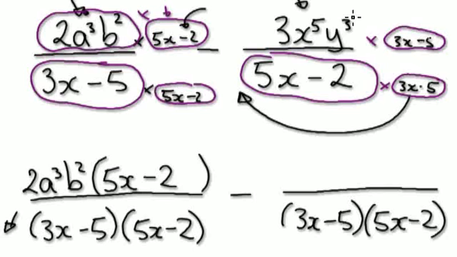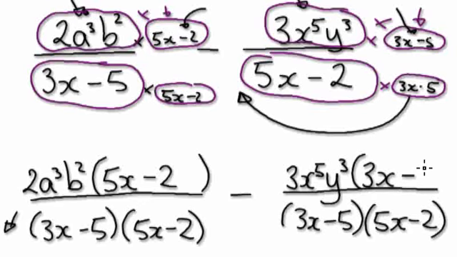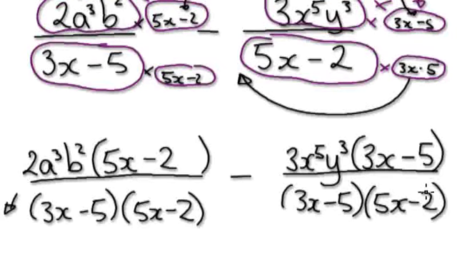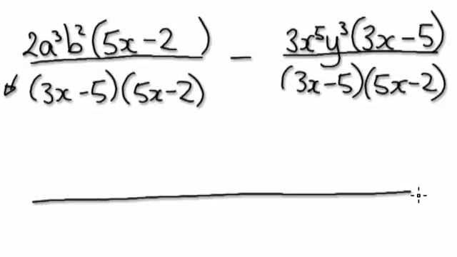Okay, and on this side, we've got this bubble here multiplying this bubble here. So it will be 3x to the power 5, y to the power 3, bracket, because remember there's a minus sign in between. So it will be 3x minus 5. Close it off. All right. Now the two denominators are the same. So let's merge them. Hang on.